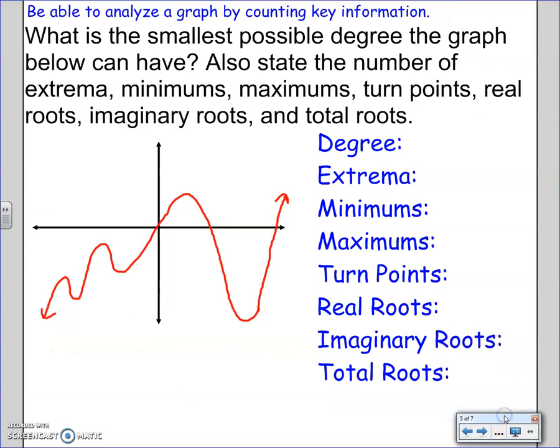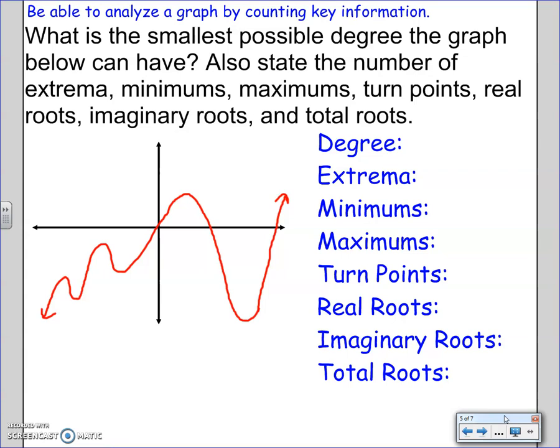All right, so we need to be able to analyze the graph by counting the key information. So for this graph, what's the smallest possible degree? Set the number of extrema, minimums, maximums, turn points, real roots, imaginary roots, total roots. All right, so here's the picture. It's just counting. Count the easy things.